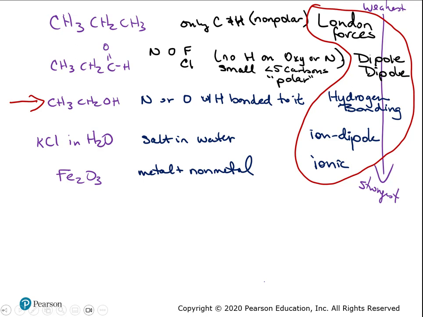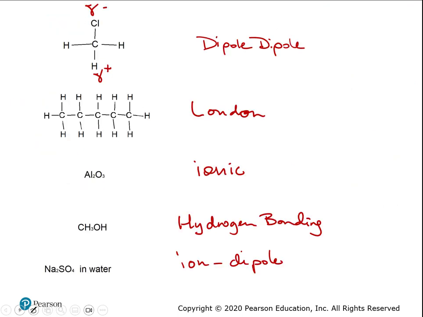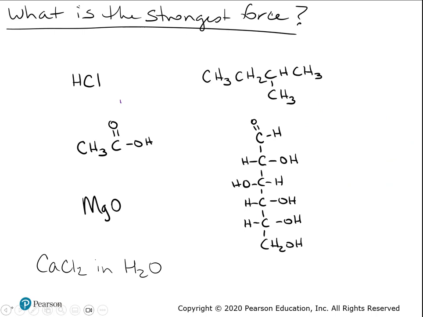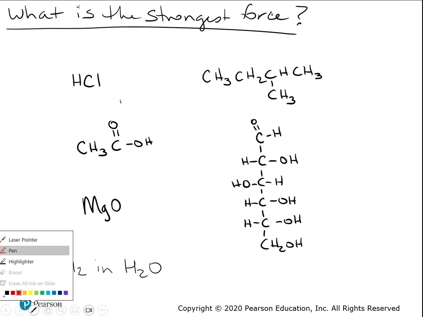If you see a salt in water, then that's ion dipole. So the salt will dissolve in the water. That's a real strong force. And the strongest of all the forces is if it's just an ionic compound. So looking at these, HCl, what would you say is the strongest force that HCl has?